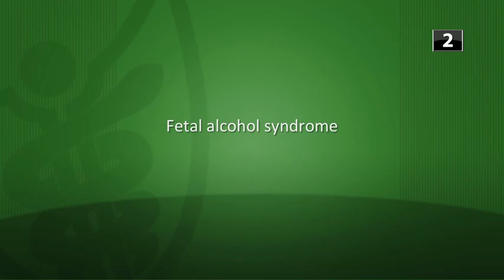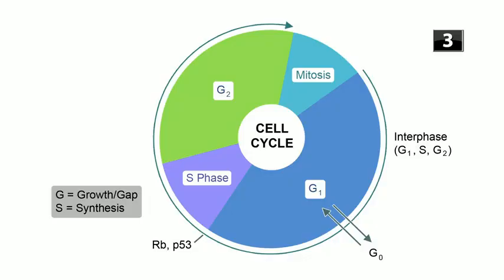Next question, what is the most common cause of intellectual disability in infants? The answer is fetal alcohol syndrome. Next question, how do RB protein and P53 regulate the cell cycle? Well, they prevent the cell from progressing from G1 phase to S phase. Okay, that's it for the 3-question warm-up. Let's get to that lecture.